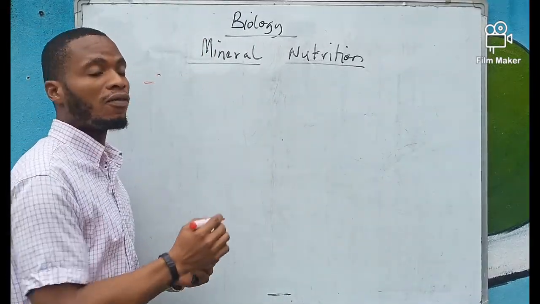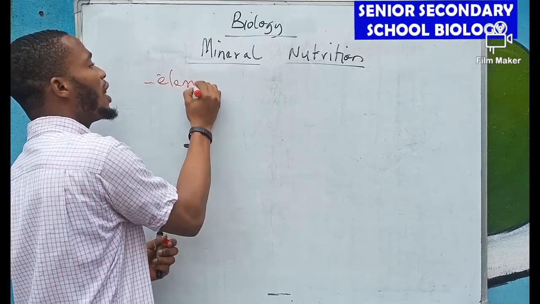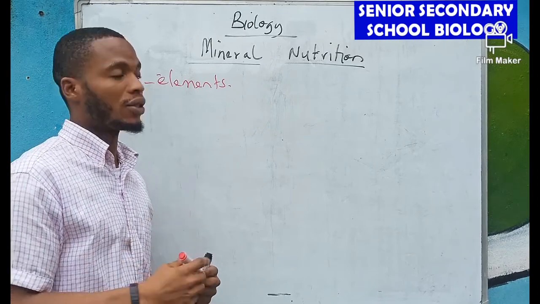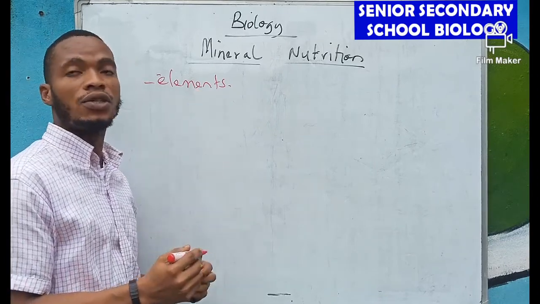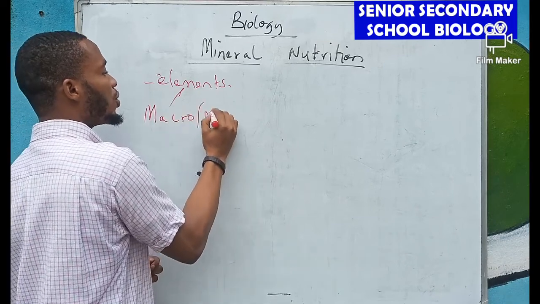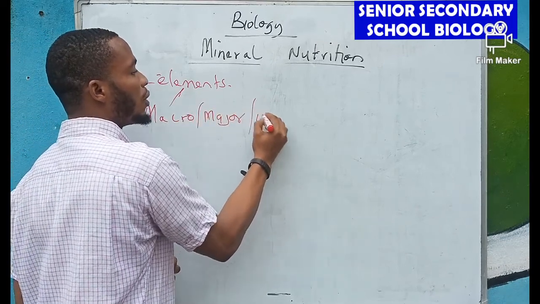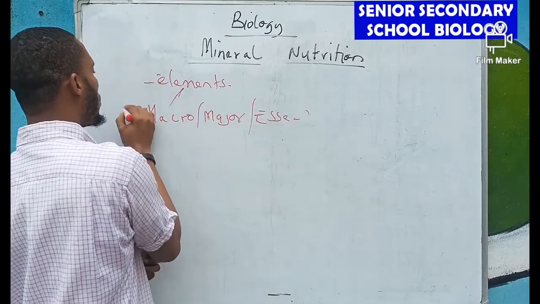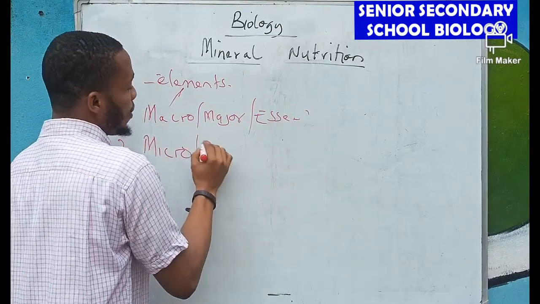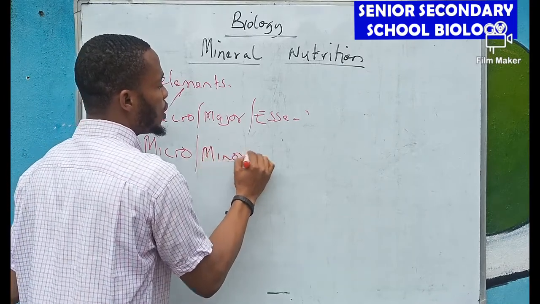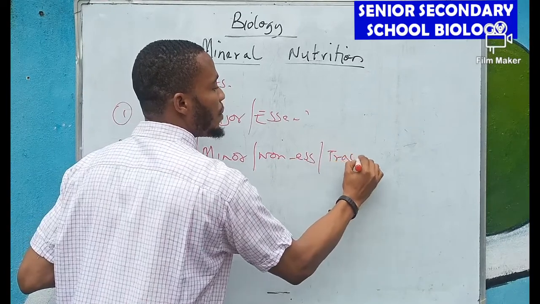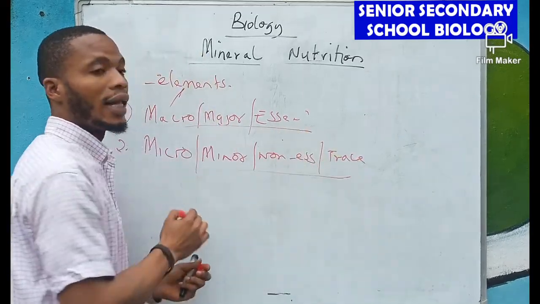These nutrients come in the common form of what we call the elements. So elements are inorganic substances contained in the soil that help plants to flourish. Actually, these elements are divided into two types. We have the macro, the major, or you call it the essential. And number two, we have the micro, the minor, the non-essential, and then we have the trace elements. So these are the two types of mineral elements.